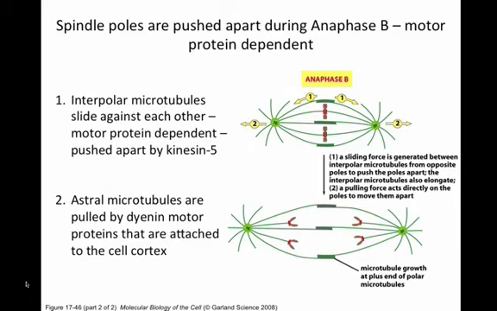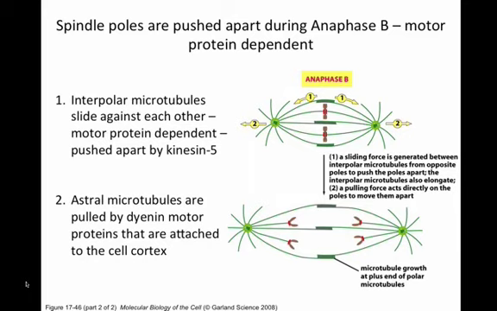So you've got your interpolar microtubules. These are these middle ones here that are kind of looking like they're attached to each other. They're really attached by kinesin 5, which has two motor domains and causes them to slide against each other, so it's pushing your mitotic spindle apart. And in fact, these microtubules are growing. They're actually not disassembling at all. They're actually growing because you need to keep pushing the mitotic spindle apart.